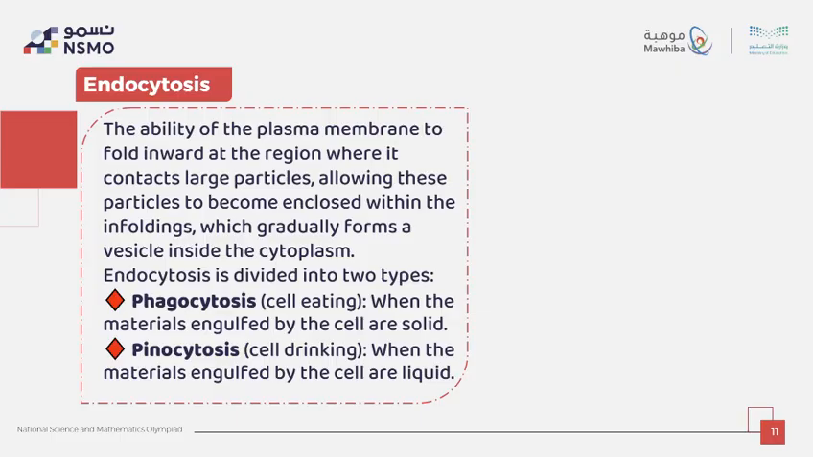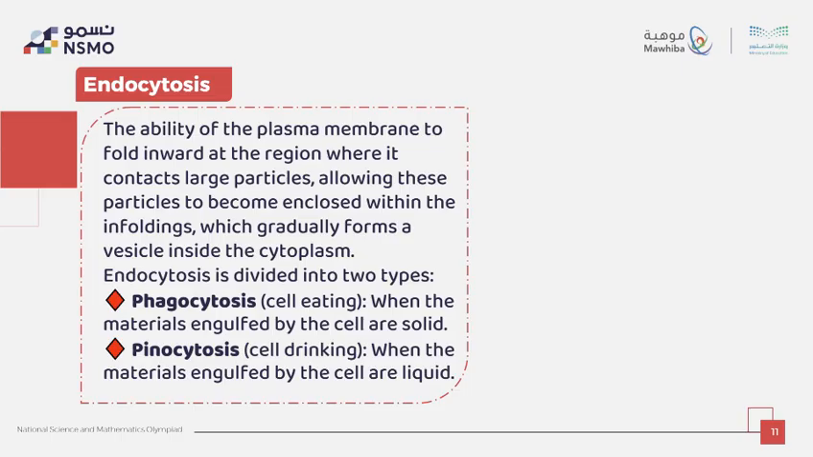Endocytosis is the process that allows the cell to take in large materials by folding its membrane inward. The membrane flows around the materials and forms a vesicle inside the cytoplasm. And there are 2 main types.